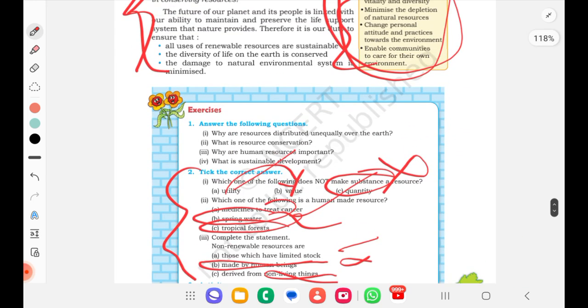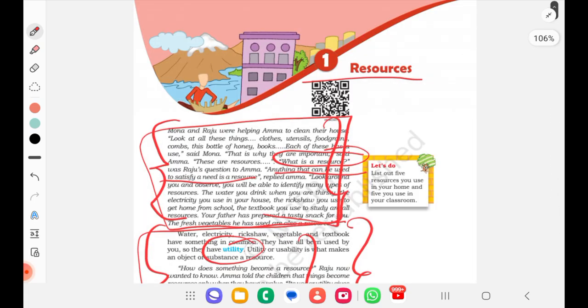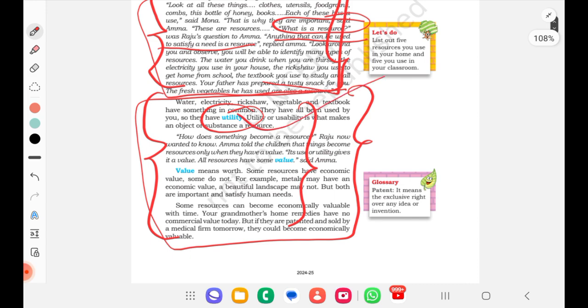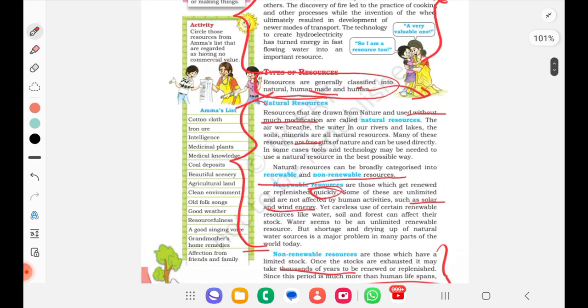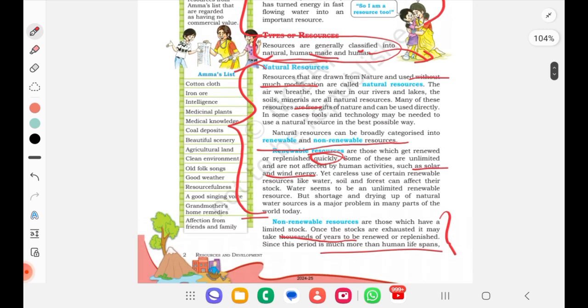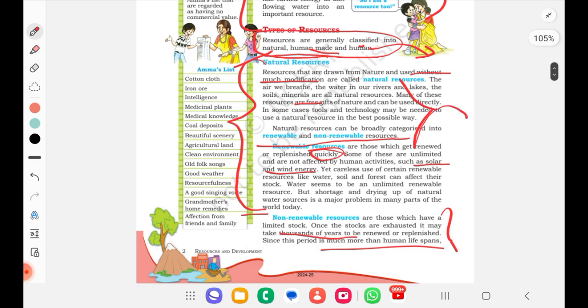So that's all for today. If you want revision also, we can do a quick revision because there is nothing here. One thing is we understood utility. That means they have some value. Okay, resource. And resources are natural, man-made, and human itself is a resource. In natural we also have renewable and non-renewable. Renewable replenishes quickly, non-renewable takes a lifespan.